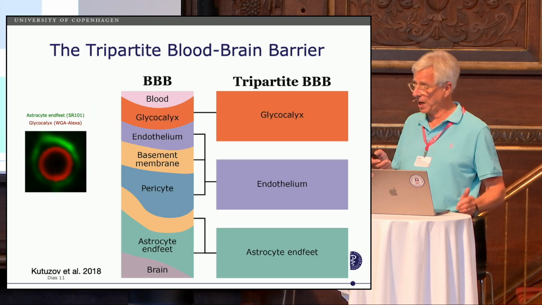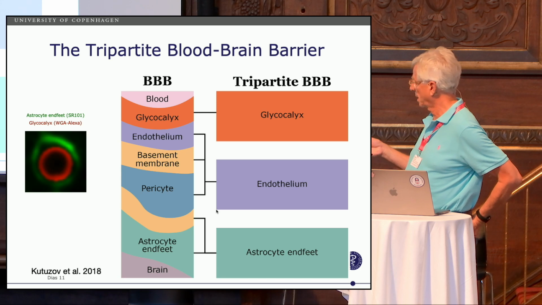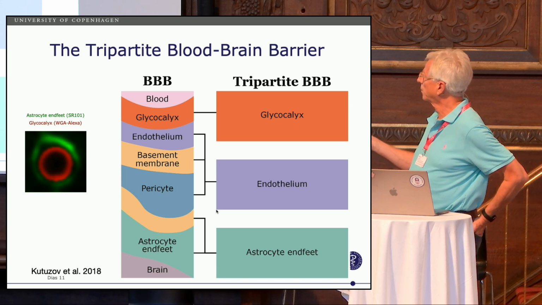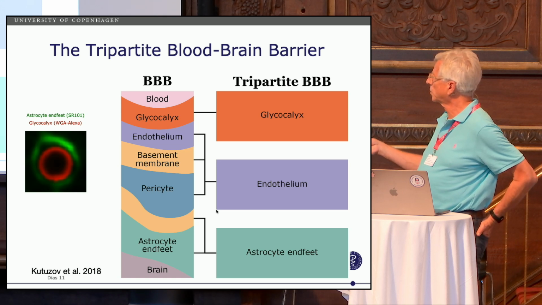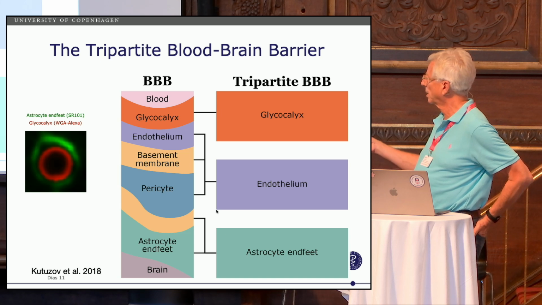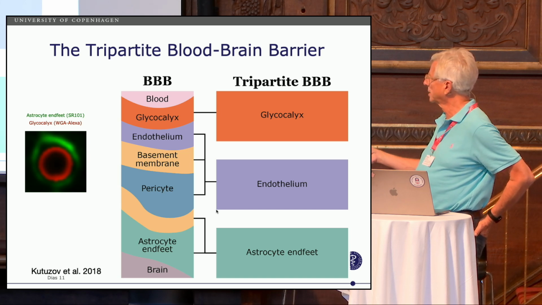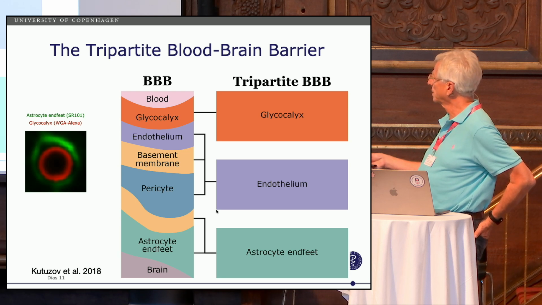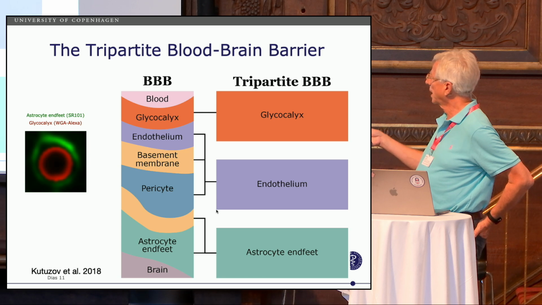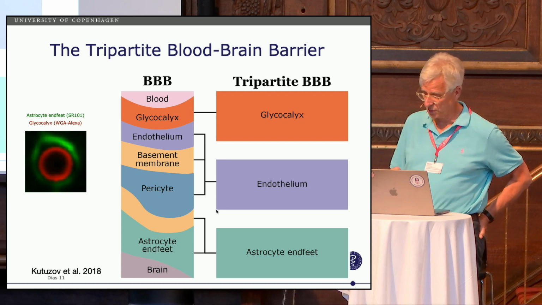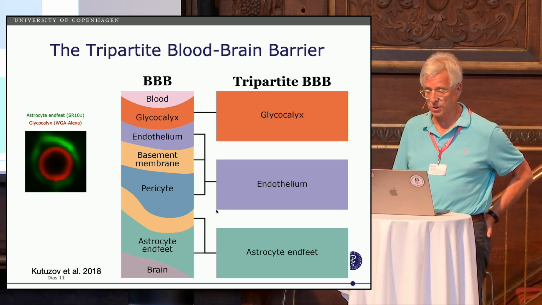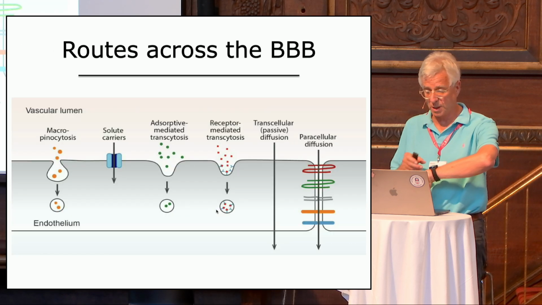So the barrier that we have to get around is the endothelium with the blood and the glycocalyx. Then if you get through the endothelium, you have to get along the basement membrane, the pericyte, and the basement membrane on the other side. But if the molecule is lucky enough to get across that barrier, it also has to get through the end feet. So we think that there are three barriers: the glycocalyx on the inside, the endothelium, and the astrocyte end feet. This is how we have defined it. So there's a lot of ways not to get across. But of course, there's also some ways to get across.